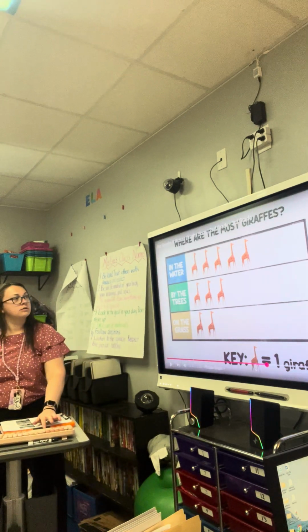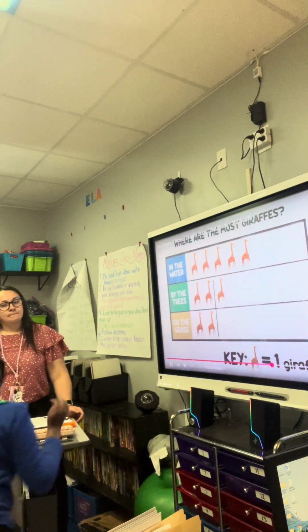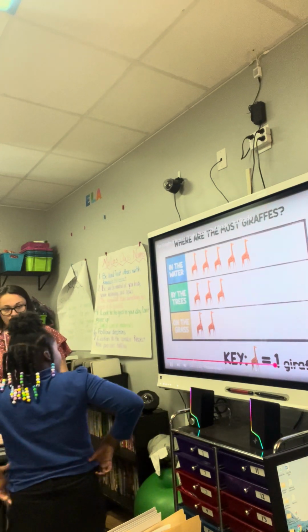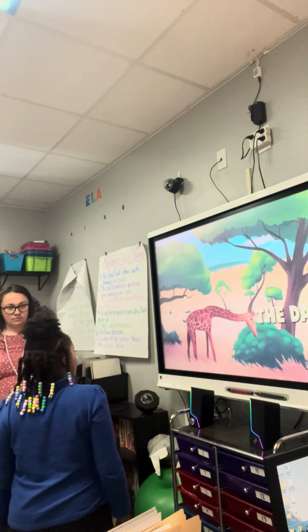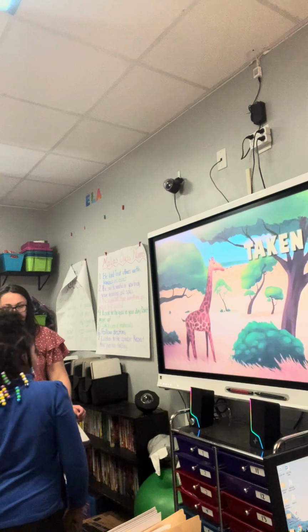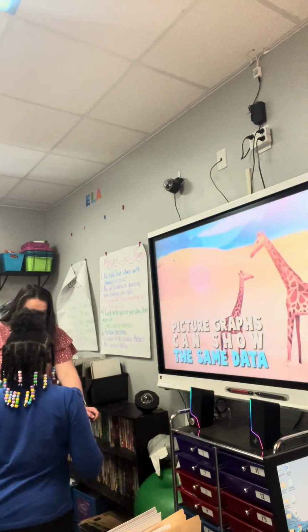Yes. The tall giraffes there, and see there's 1 giraffe over the trees and on the grass. Picture graphs can show the same view you see.